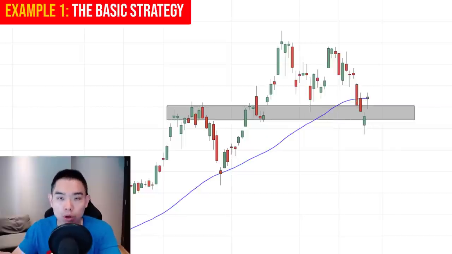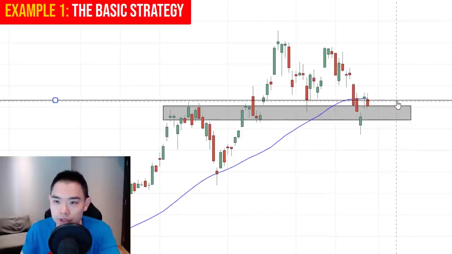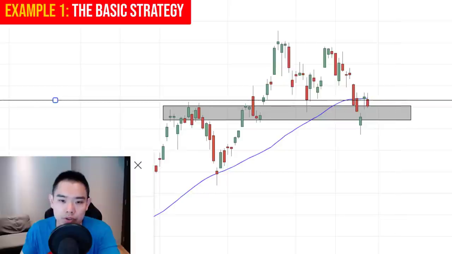So let's say we go long on the next candle open, right? Let's say the candle open over here. Let's say our entry price, let's put it in green over here. So this is our entry price. Okay, I'll just change this to green.